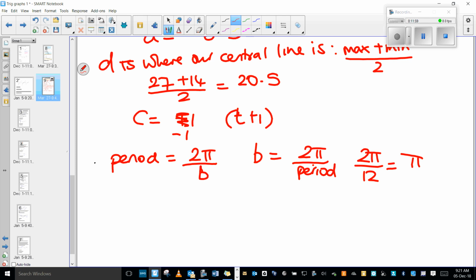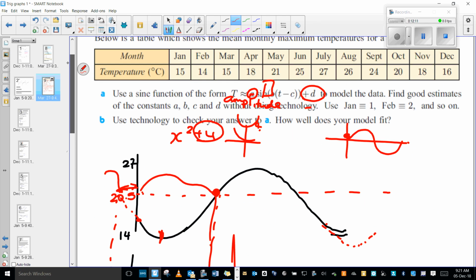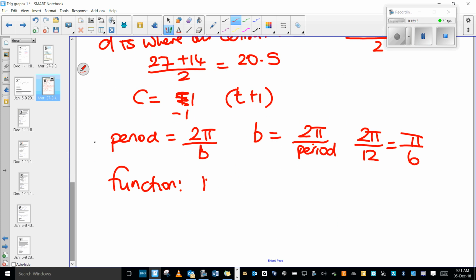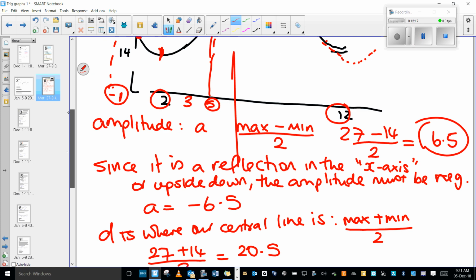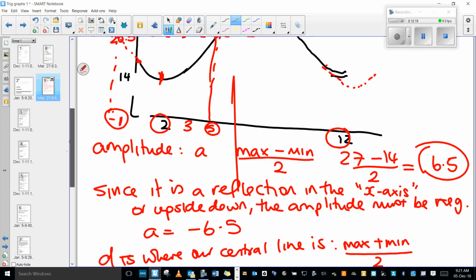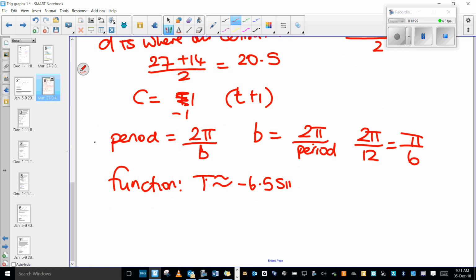So now we've established all of those values, we would say that our function is t is approximately equal to negative 6.5 sine pi over 6 (t plus 1) plus 20.5. Okay?